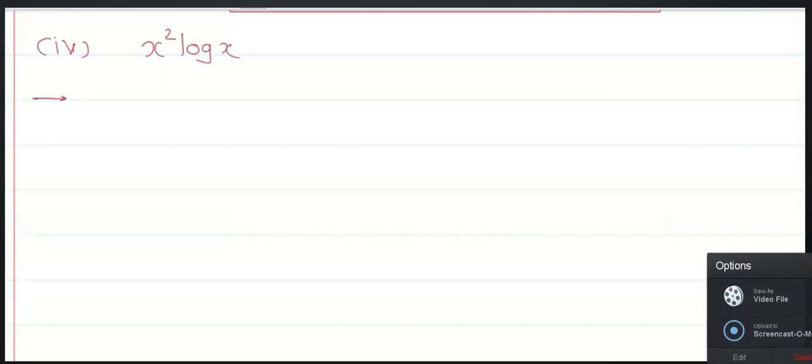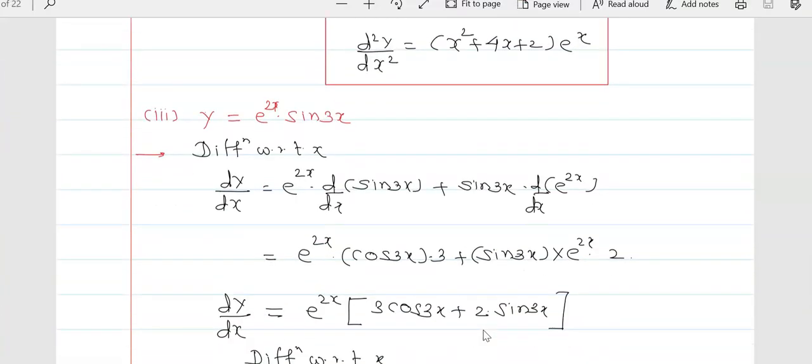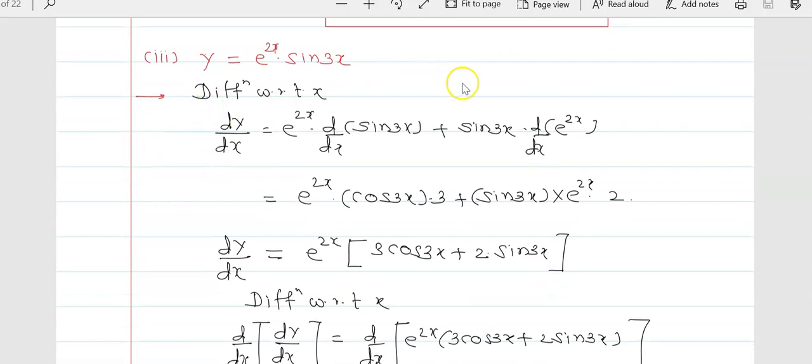Fourth one. Now see this again. These examples, I will summarize this. Differentiate with respect to x. dy/dx is equal to, applying the product rule, e^(2x) into d/dx of sin 3x plus sin 3x into d/dx of e^(2x). What's the derivative of sin 3x? It is cos 3x into the derivative of 3x, which is 3, plus sin 3x into the derivative of e^(2x). The derivative of e^(2x) is e^(2x) into the derivative of 2x, which is 2.